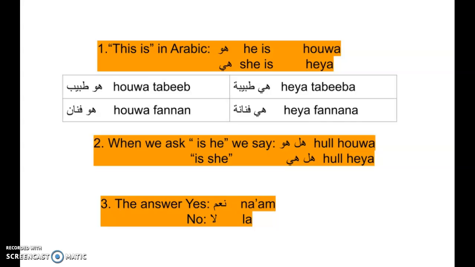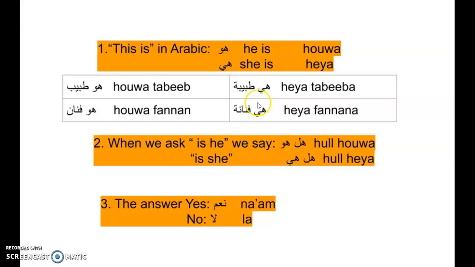Hey, boys and girls, let's have a look at this slide and go through it step by step. Number one, this, in Arabic, is huwa. Huwa, like, he is. He is a doctor. Huwa tabib. Huwa is, he is. Huwa tabib. She is, in Arabic, is hiya. Hiya tabiba. Just like you heard me say at the beginning of this lesson. Huwa tabib. He is a doctor. Hiya tabiba.